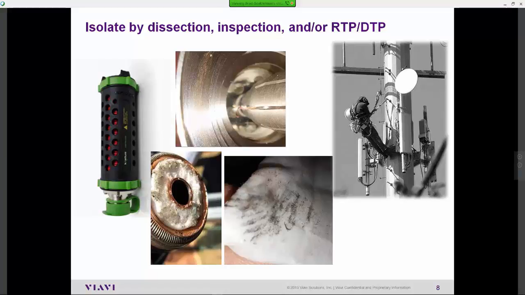But as I also make reference to RTP, DTP, range to PIM, distance to PIM, I still have to admire that with PIM testers, especially if you have a very long coax run with a variety of components, range to PIM, distance to PIM still definitely has its value.